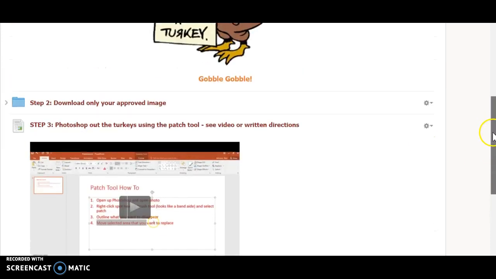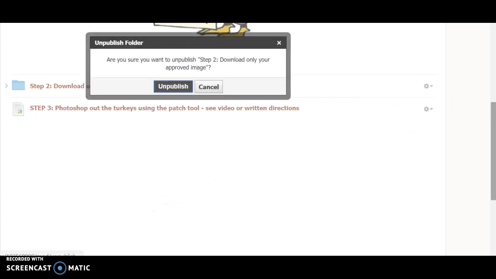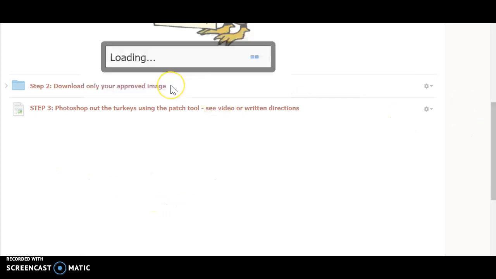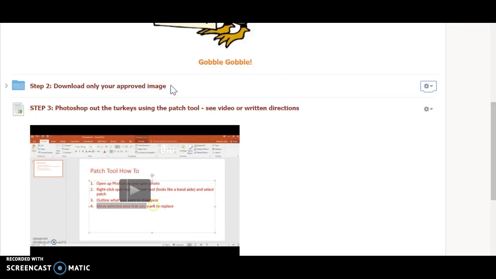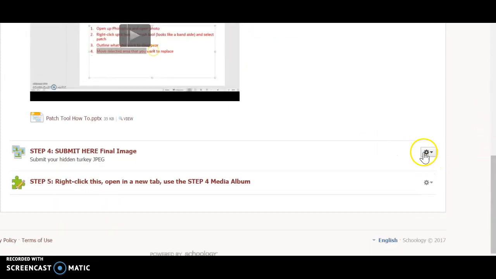Once I was sure that all the students had their turkeys downloaded, I actually went and unpublished it, because what I found was that this was a surefire way to keep students from going in, honestly cheating, even though it was a game. There was no reason to cheat, but it just kind of kept everybody a little more honest. I also prevented them from being able to get into the quiz until I was ready. So this was actually disabled until they were ready.